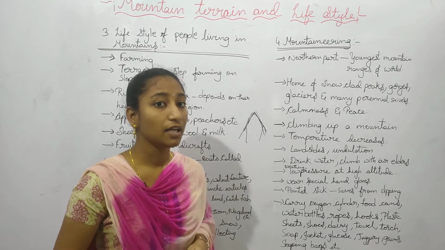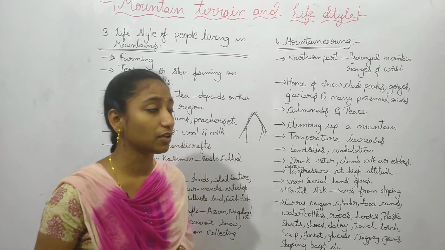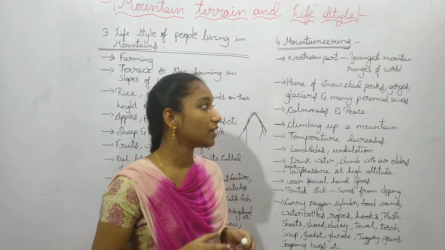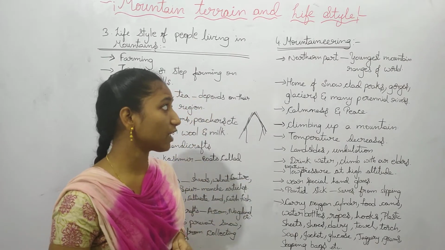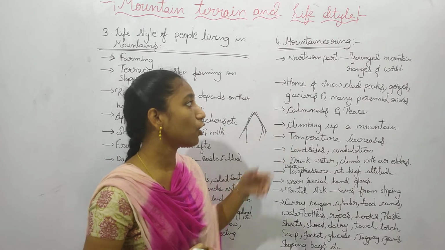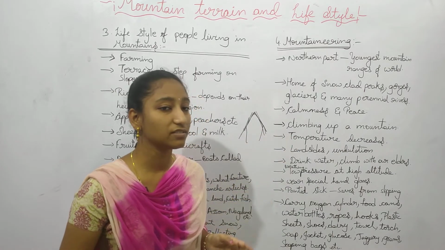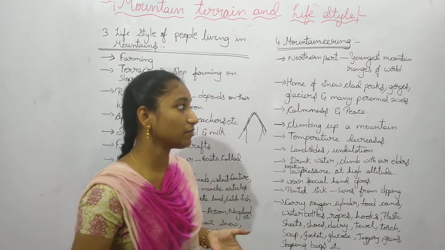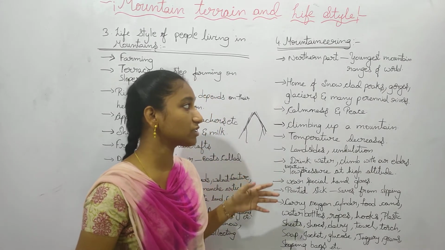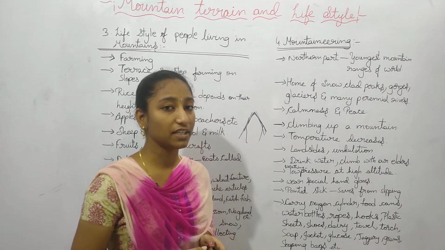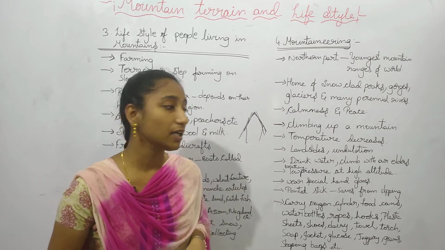The fourth factor is mountaineering. The ranges in the northern part are called the youngest mountain ranges of the world. Mountains are also called the home of snow-clad peaks, gorges, glaciers and many perennial rivers. And the climate near the mountain is very calm and peaceful.